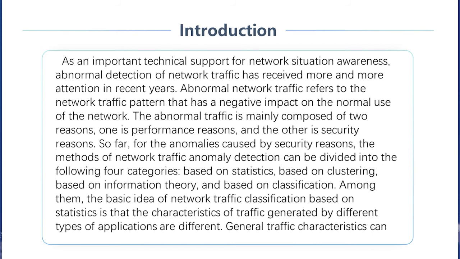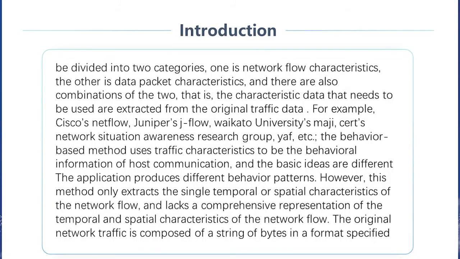So far, for the anomalies caused by security reasons, the methods of network traffic anomaly detection can be divided into the following four categories: based on statistics, based on clustering, based on information theory, and based on classification. Among them, the basic idea of network traffic classification based on statistics is that the characteristics of traffic generated by different types of applications are different.